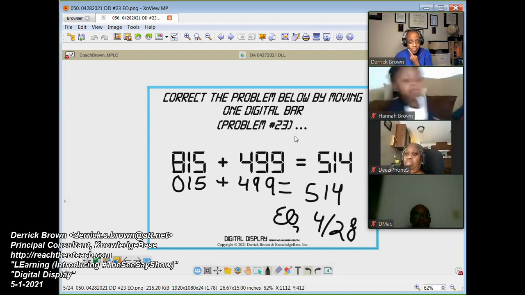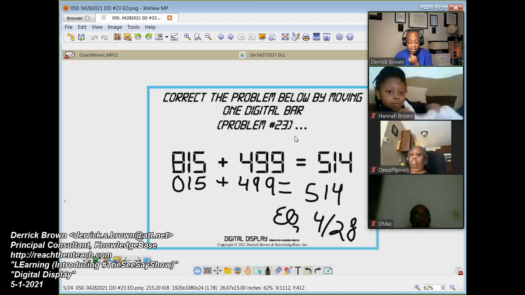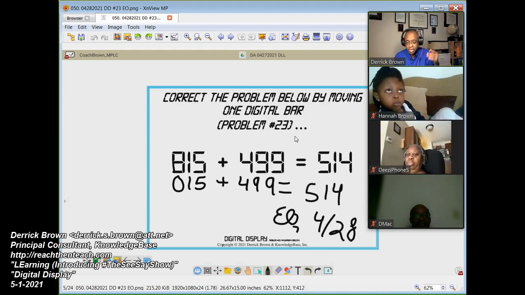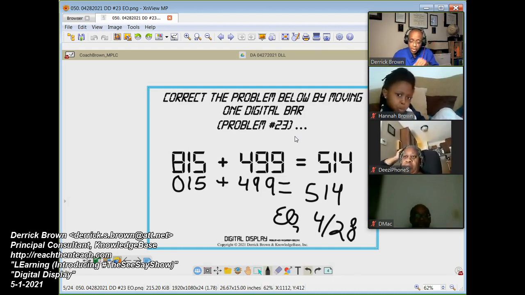This one is called Digital Display, and it was born by accident, like a lot of things that I end up developing, because I have a digital clock in my classroom as a backup to the analog clock, because the analog clock battery always runs out. On one particular day, though, my digital clock malfunctioned, and it was 9:15, but the clock showed 3:15 because one of the bars was out, one of the vertical bars was out.